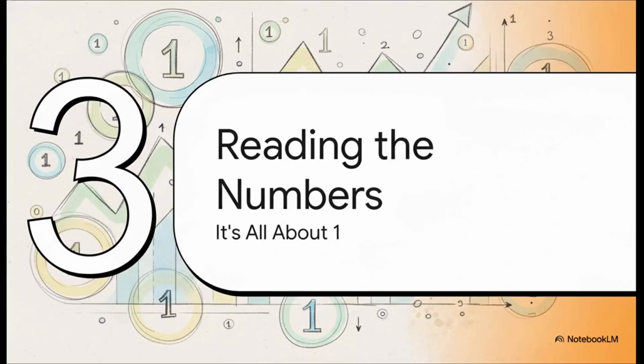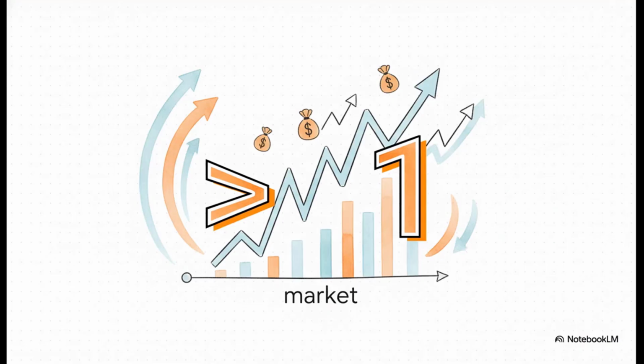So how do we actually read this thing? Well, it's actually pretty simple. It all comes down to how a number relates to one key figure, the number 1. Okay, so if you see a stock with a beta greater than 1, that's your signal that it's expected to be more volatile than the market. For instance, a stock with a beta of 1.5 is theoretically going to move 50% more than the market. So if the market pops up 10%, that stock might jump 15%. But remember, that works on the downside too.